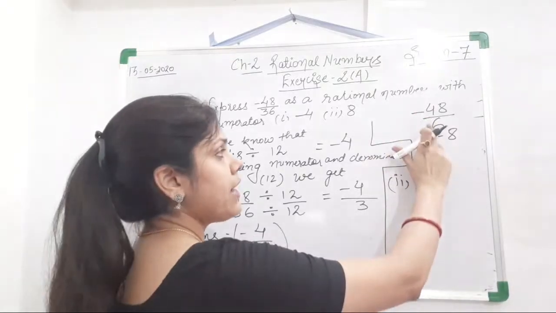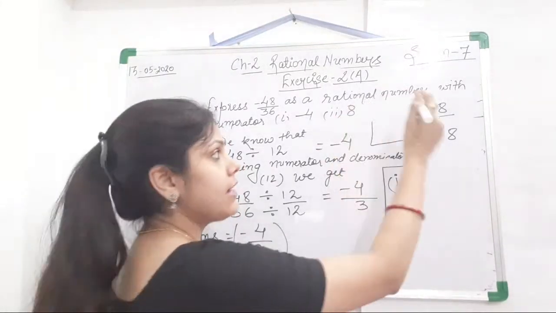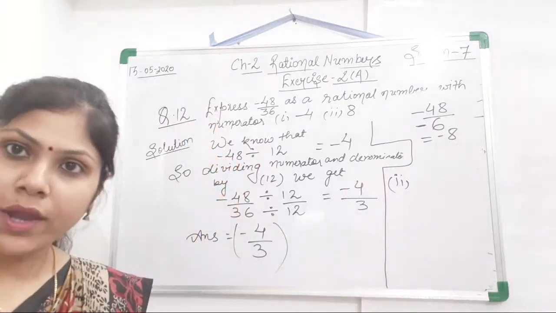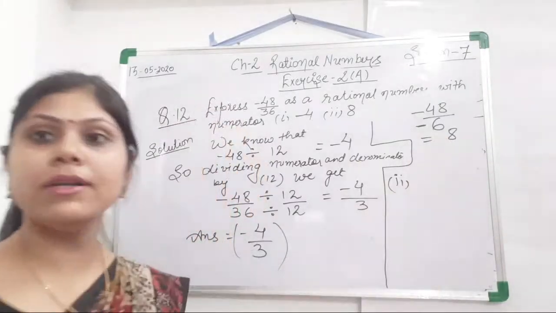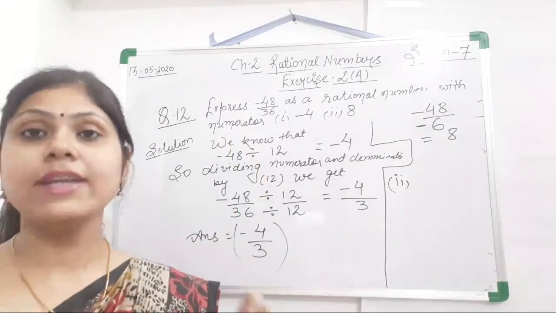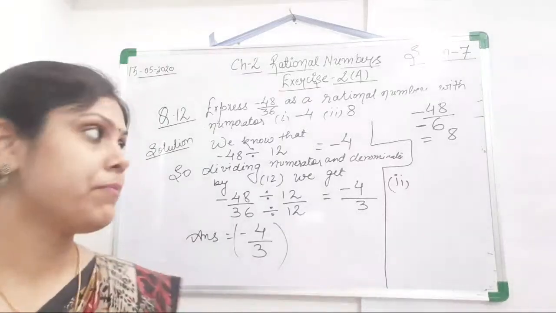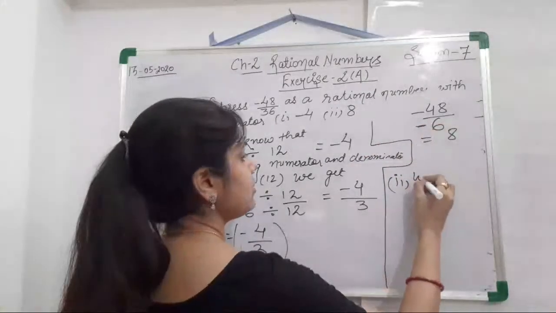Minus 48 by 6 minus 8. But you want what here? Positive 8. That means you have to divide by minus 6. Fine. Then minus minus, when both the numerator and denominator are negative, then you get the quotient as positive. Okay. So that means you have to divide by 8. You can write it here.